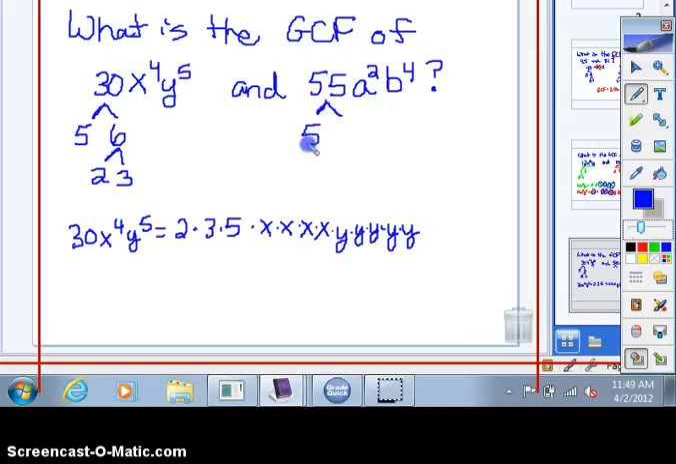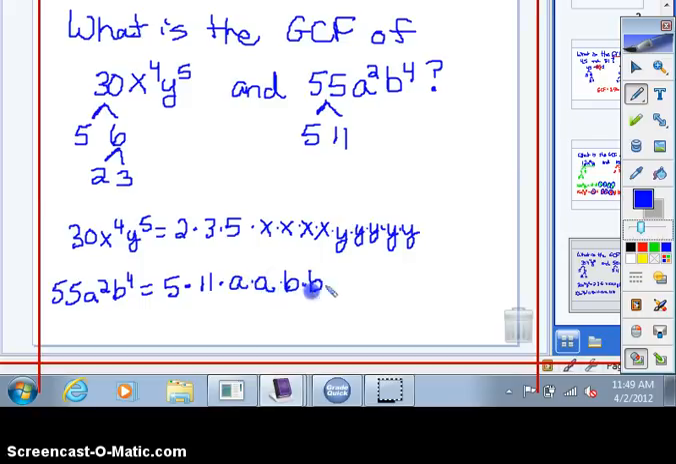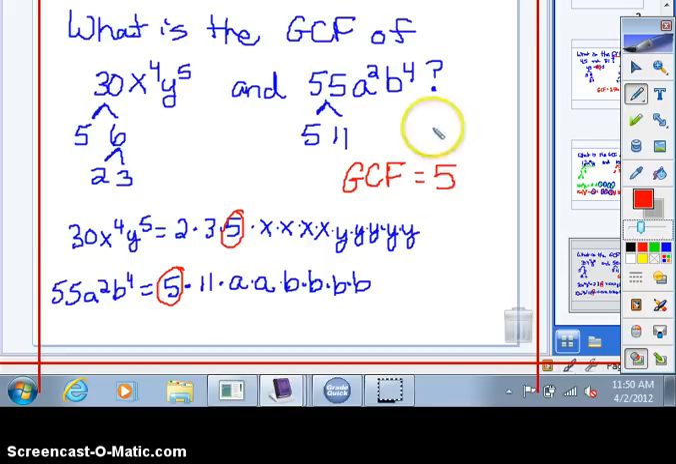55 is factored into 5 times 11, and 5 and 11 are both prime numbers. Five times 11, and then how many A's? And how many B's? Don't move. My greatest common factor is 5. And do we have any variables that are the same? No. So my greatest common factor is just 5.